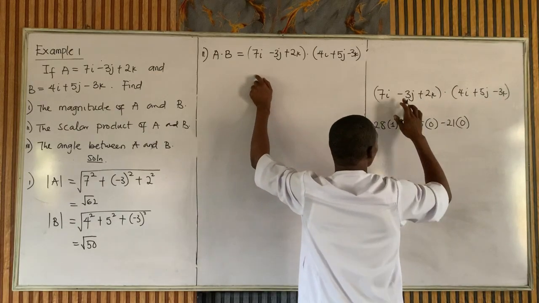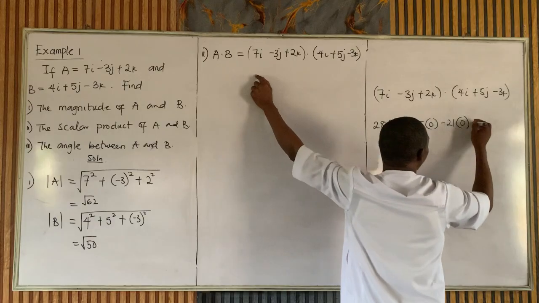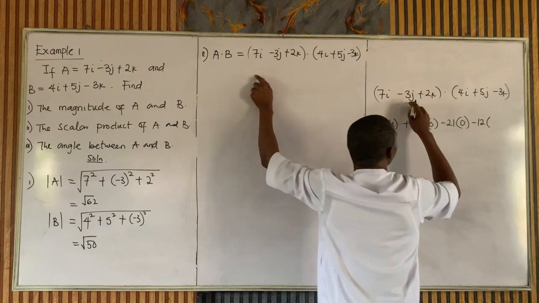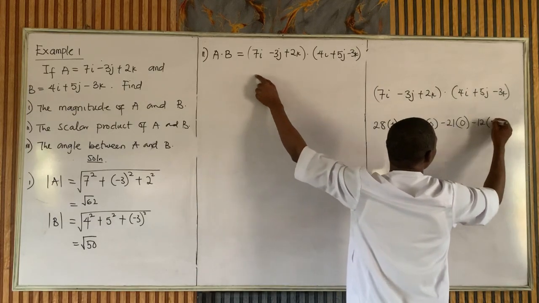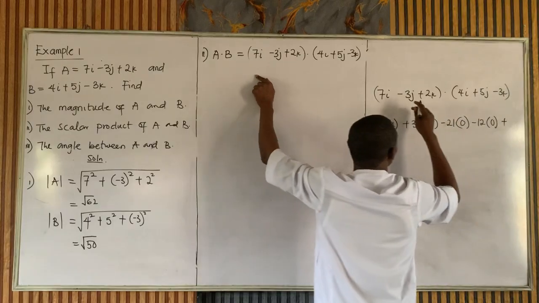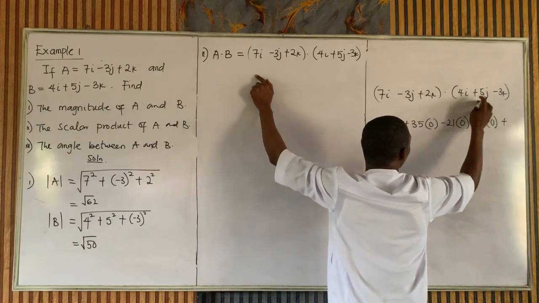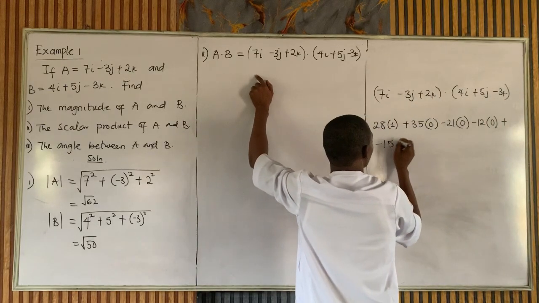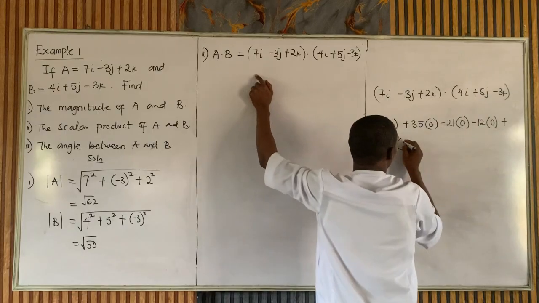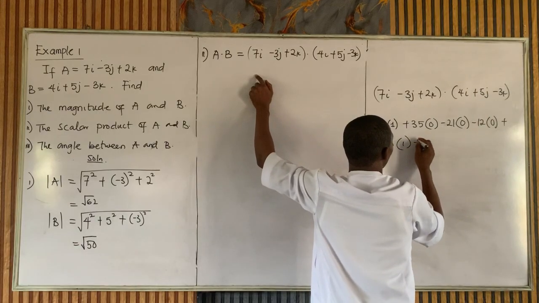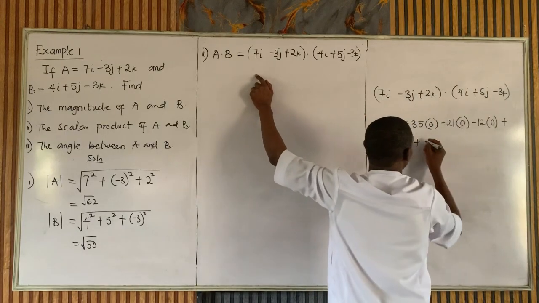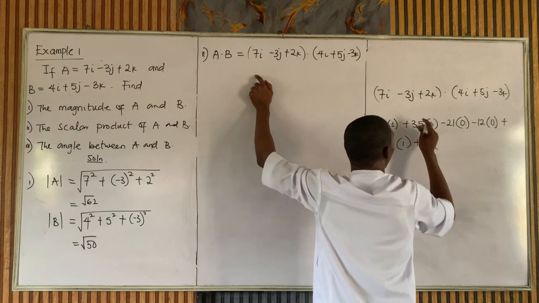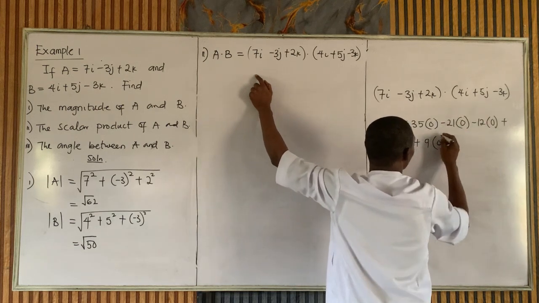Remember our rule. Minus 3 times 4, that is minus 12. Then J dot I, that's 0. Plus minus 3 times 5, that's minus 15. Then J dot J, that will give you 1. Then plus again, minus 3 times minus 3, that's 9. And then J dot K, that will give you 0.